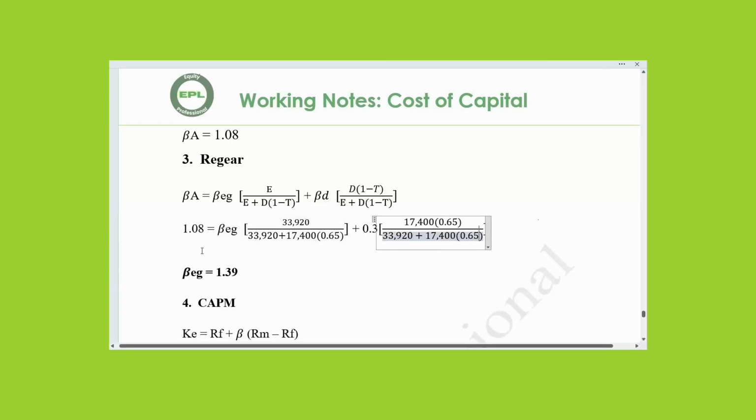So give me now from the left. It will then be equal to, here will be 1.08 equal to, from the left, what do you have? 0.65 multiplied by 17,400, that is 0.75. 0.75 beta equity. Let me copy this beta equity. Then from the right, what do you have there?